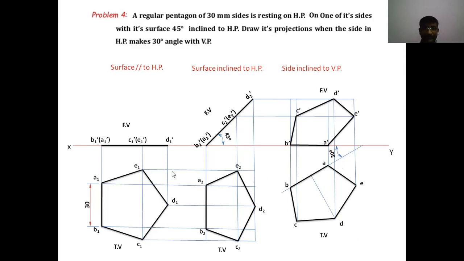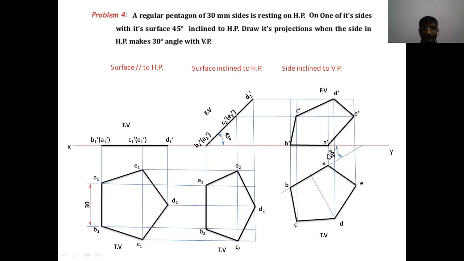Okay, this is the three-stage projection of planes, the three-stage diagrams. This is the first stage front view and top view, second stage front view and top view, and third stage front view and top view. These stages we get under these conditions. When the surface is parallel to HP, we get these two views. And when the surface is inclined to HP, we get these two views. When the side is also inclined to VP, we get these two views, front view and top view. So this is the pentagon problem, where the surface is inclined to HP and the edge is inclined to VP.